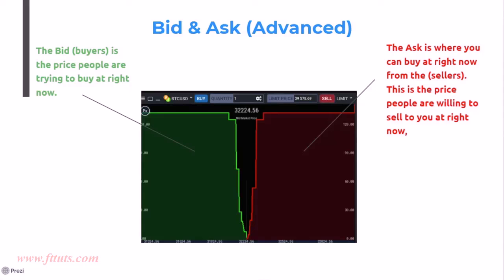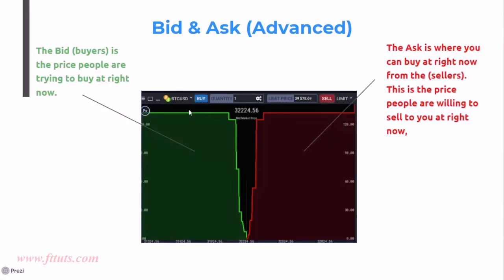The bid, buyers, is the price people are trying to buy at right now. You can see as we get closer and closer to the current price, the amount of people trying to make those transactions goes down and down. So we have an accumulation of orders all in different price ranges, and as we get closer and closer to the exact amount, that's where the orders start to decrease. And that's where we kind of see them meeting, where the bid and the ask sort of fight.